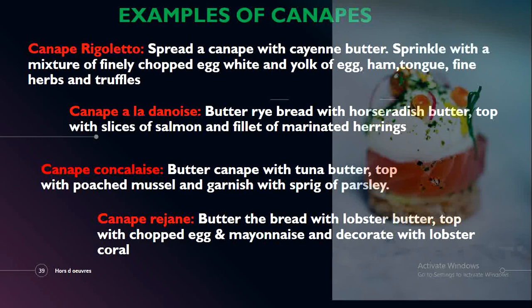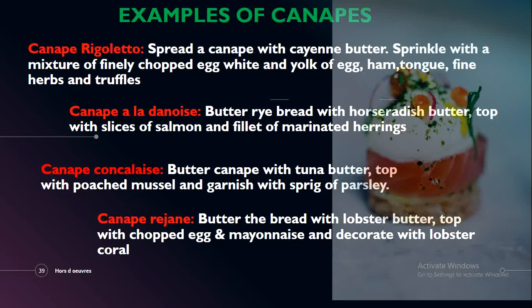And the second one is canape alla Diana. Basically, horseradish butter is used as the spread, and rye bread is normally used. And the toppings are salmon and marinated herring. So it is basically a fish-based canape. And the third one is canape congolaise. Congolaise is basically where we add tuna butter to the base, and on top we have poached mussels and a sprig of parsley. So again, this one is also a seafood-based canape.